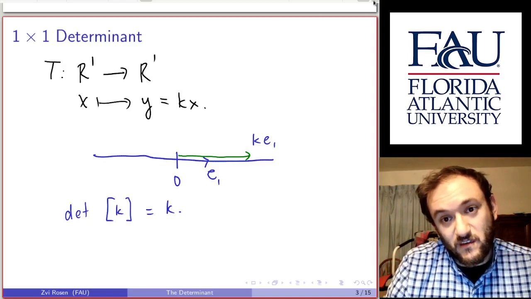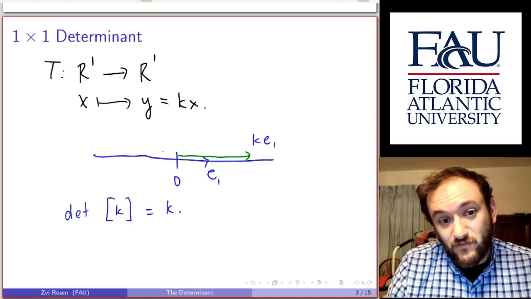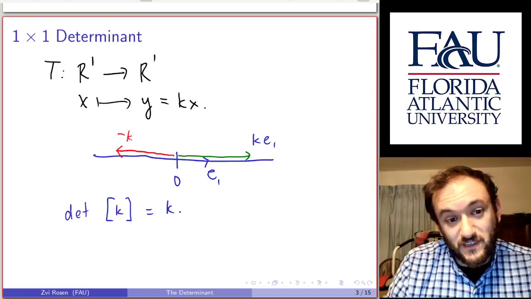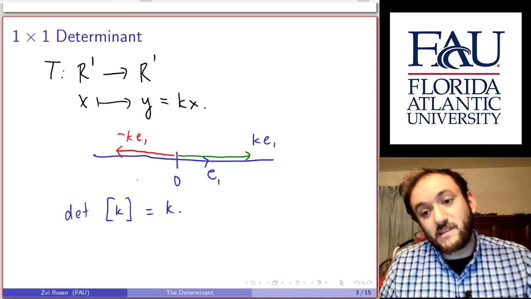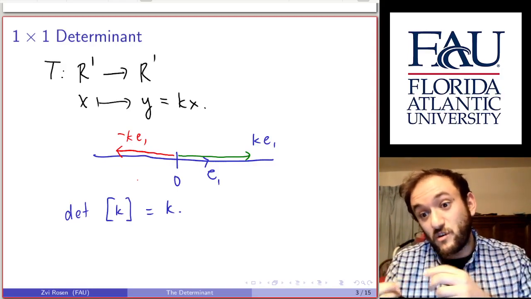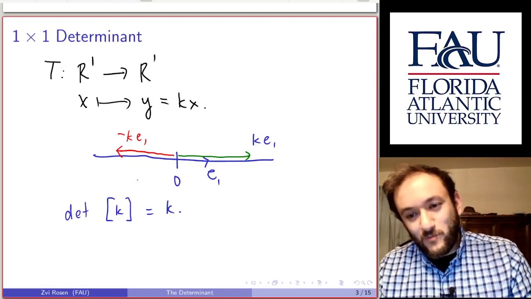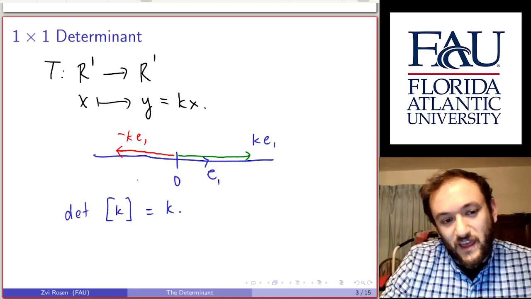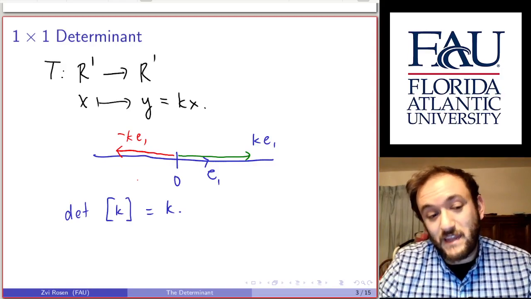And if the number K is negative, then you'll get a vector pointing in this direction. Because in a sense, the area gets stretched, but also changes sign. So it's not quite an area anymore. Now it's a signed area or a signed length. Okay, but I think we feel comfortable saying that the determinant of a matrix with a single number in it is the number.